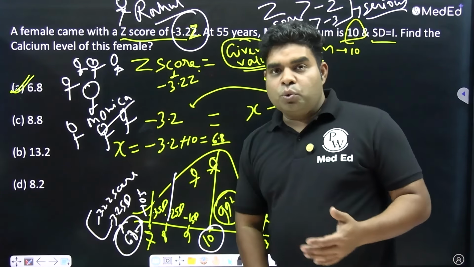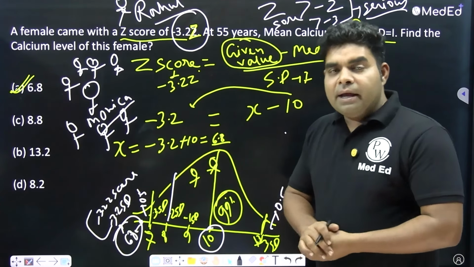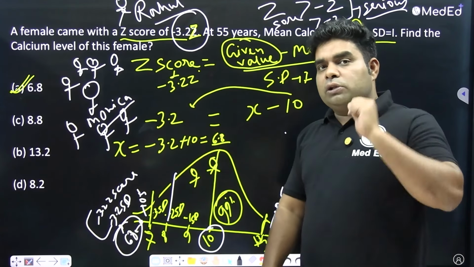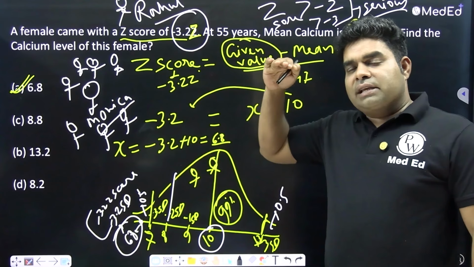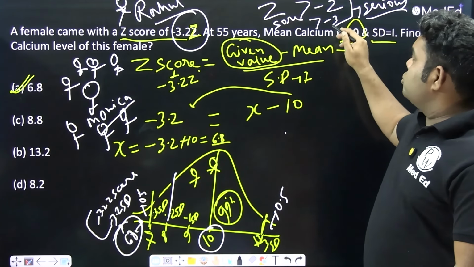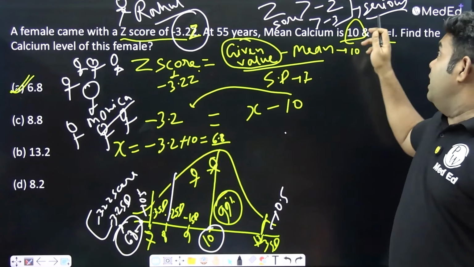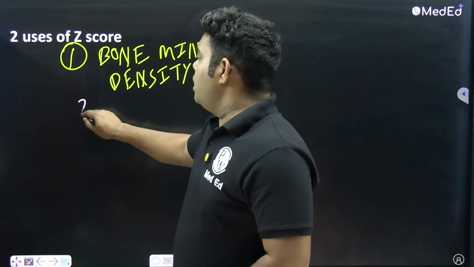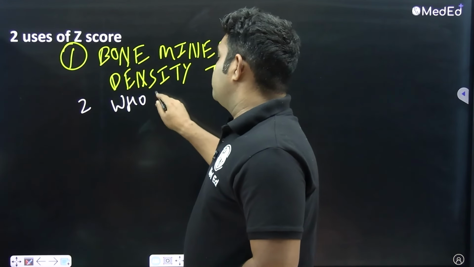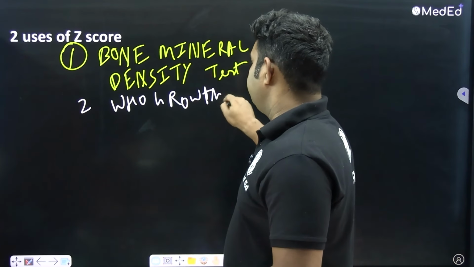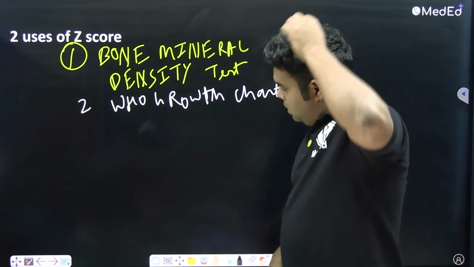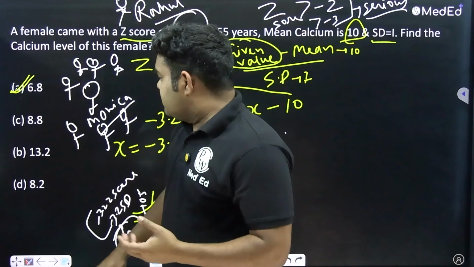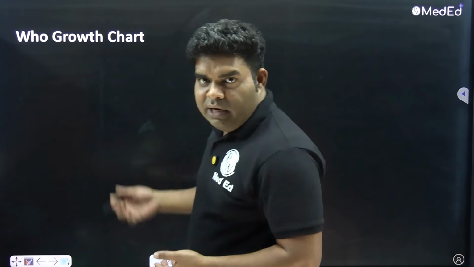So Z score helps us read a bone mineral density test report like this. Similarly, we also use Z score in the WHO growth chart. And in the growth chart also, if a child has a Z score less than minus 2 or less than minus 3, it means that child is a serious patient, is malnourished. So this is the second use of Z score, in the WHO growth chart. Now, let's see the WHO growth chart and understand that. Although it's a pediatric topic, PSM can go anywhere. So let's discuss that.